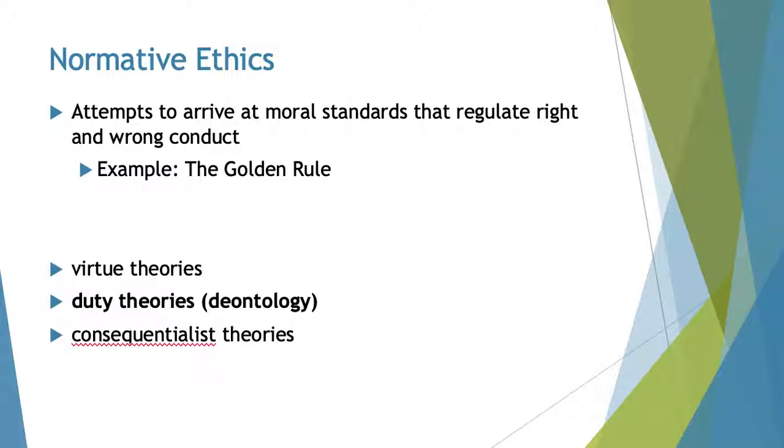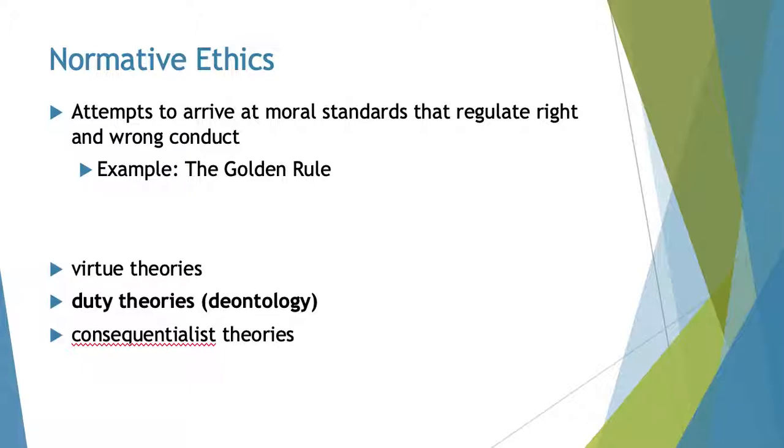So, to do this, she uses normative ethics. There are many branches of ethics. Normative ethics refers to attempts to arrive at moral standards that regulate right and wrong conduct. Basically, normative ethics is trying to create rules and guidelines for guiding our behavior so that when we're faced with situations, we can apply our ethics in order to act ethically.